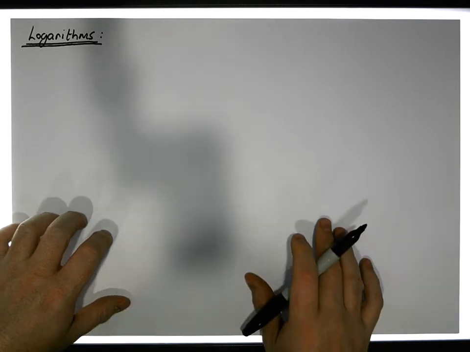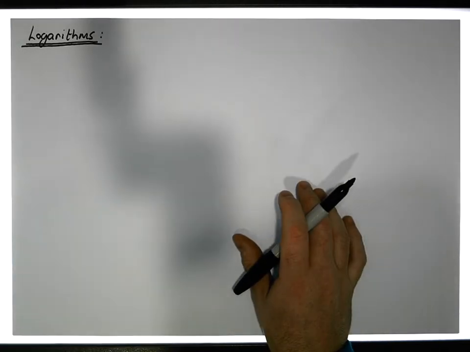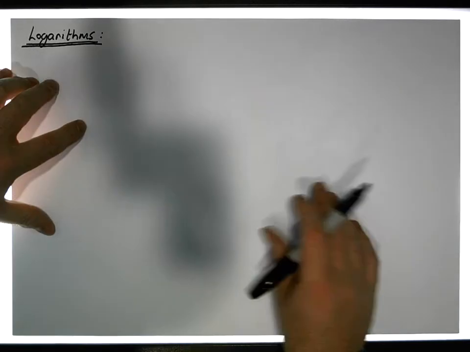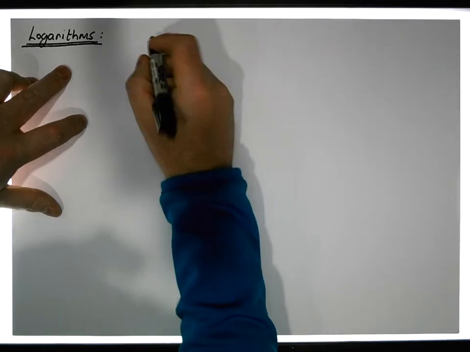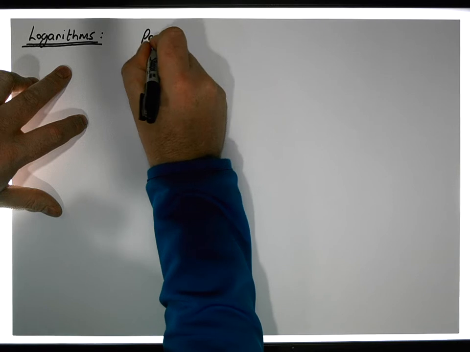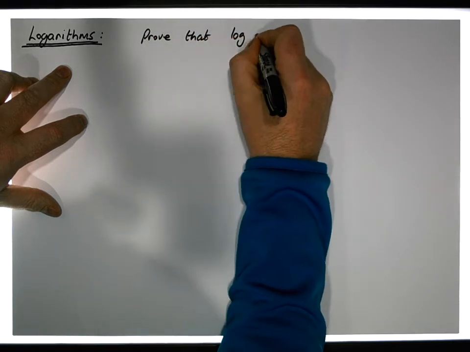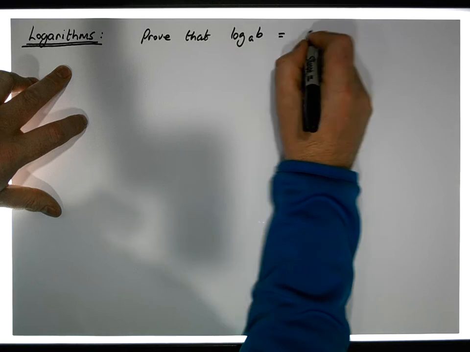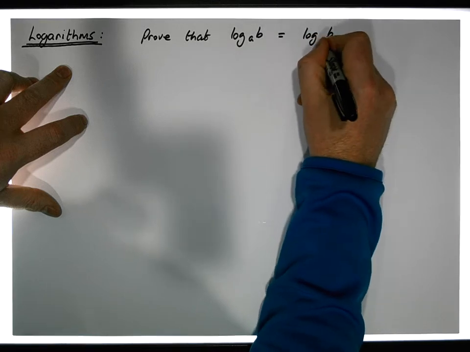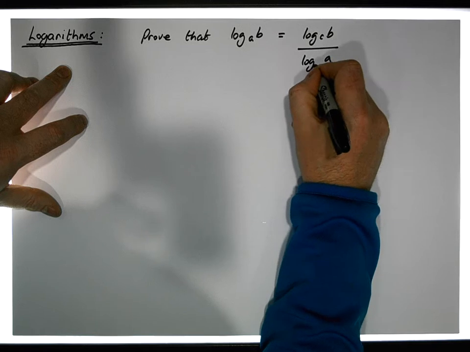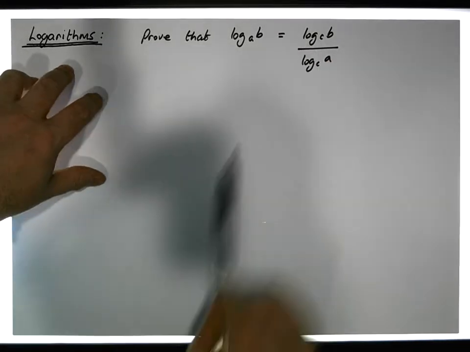And this short video, another video in our series dealing with logarithms, is going to present a proof of the change of base formula. In particular, what we're going to prove is that log of b to the base a is the same as log of b to the base c divided by log of a to the base c. Okay, so it's a change of base formula.